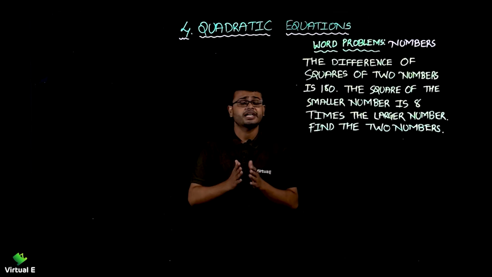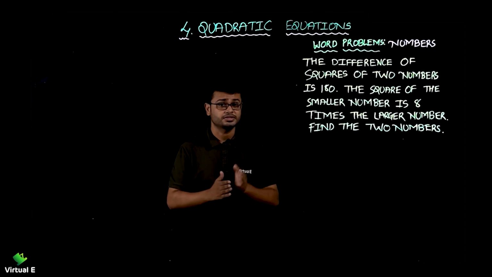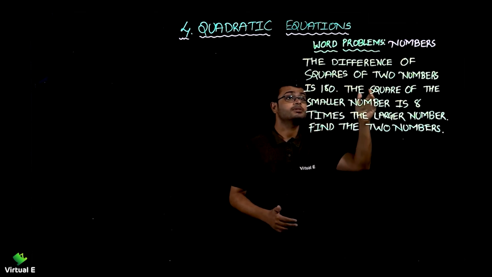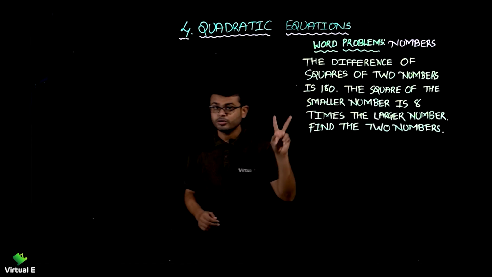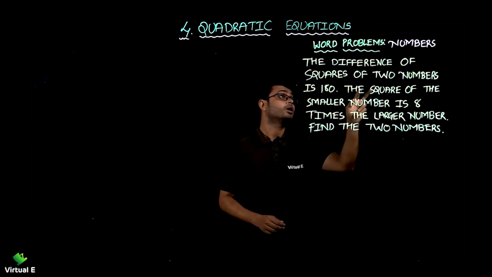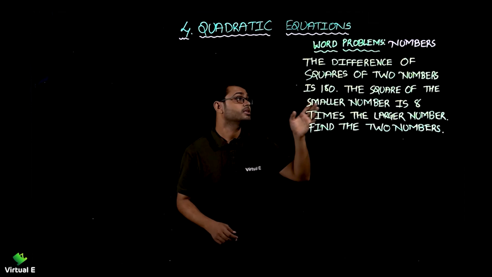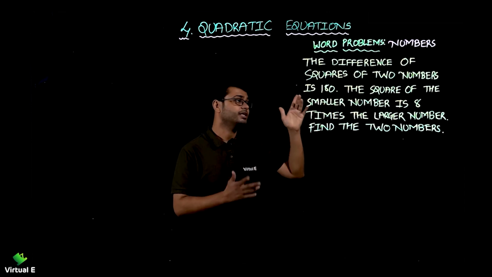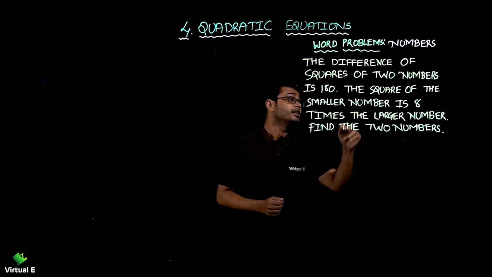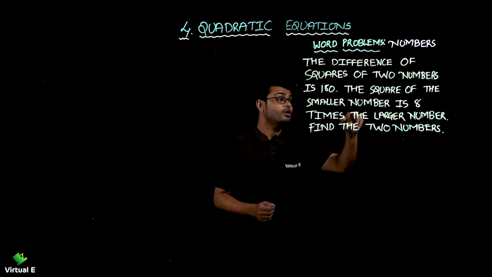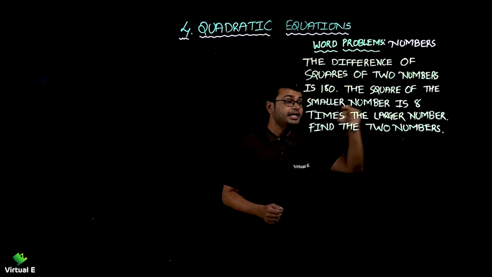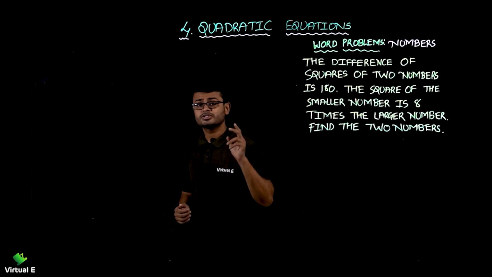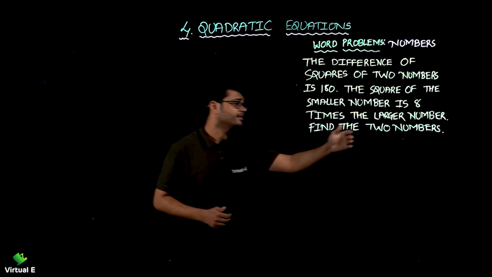Let's discuss the second question for the numbers. The difference of squares of two numbers is 180. So there are two numbers and we need to do what? Difference means subtraction of what? Squares. And what shall I get? 180. Okay, that's the first condition. Second, the square of the smaller number is 8 times the larger number. This is the second condition. So you can see that and find the two numbers.